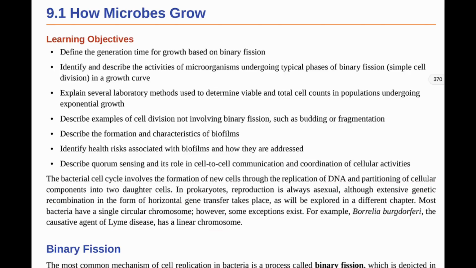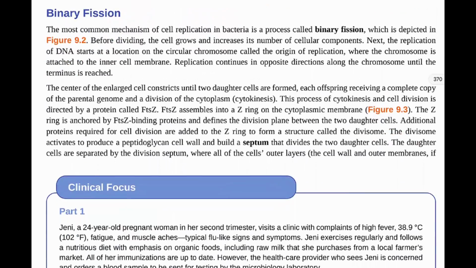So let's take a look at our typical steps of binary fission. The most common mechanism of cell replication in bacteria is what is called binary fission. So this is in 9.2, which we'll take a look at in a minute. But before dividing, the cell is going to grow and then increase its number of cellular components. So the cell is going to initiate this binary fission by making copies of all of its cellular components. So different proteins that it has, different enzymes it has, it's going to basically double plus some, in some cases, all of its components, everything except for the DNA that we're talking about right now.